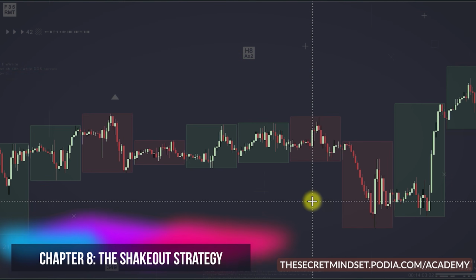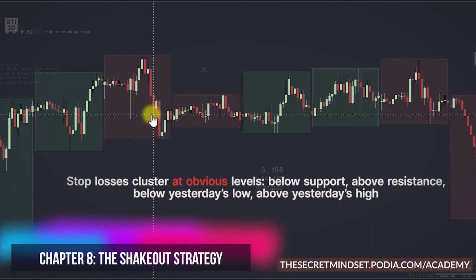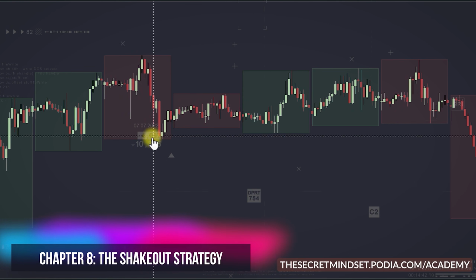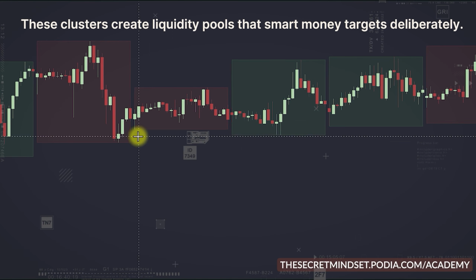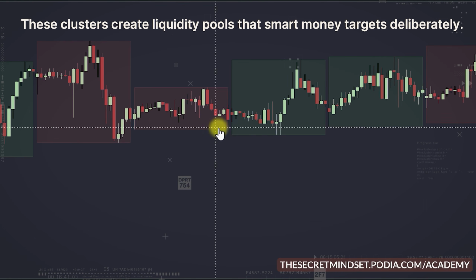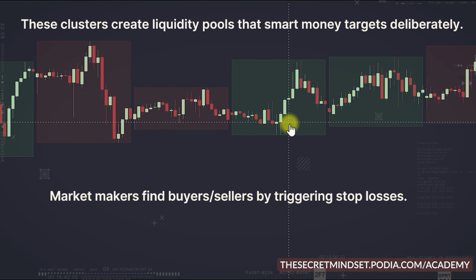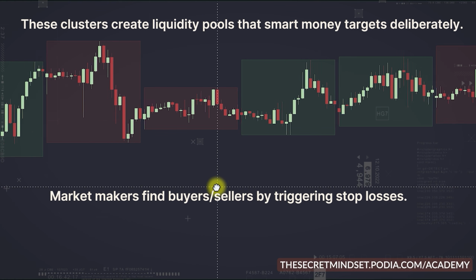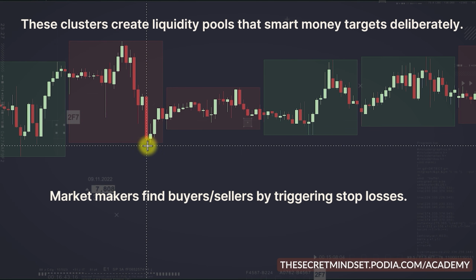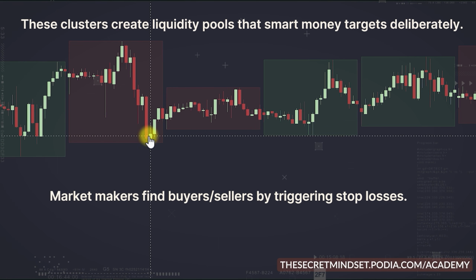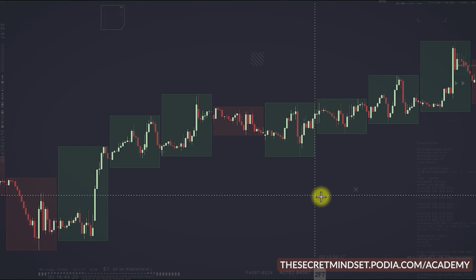Stop losses cluster at obvious levels, just below support, just above resistance, below yesterday's low, above yesterday's high. These clusters create liquidity pools that smart money targets deliberately. Again, think like a market maker for a second. You need to buy 10 million shares without spiking the price. Where do you find sellers? You create them by triggering stop losses. Push price below support. Trigger the stops. Buy the shares from panicking traders. Then let price recover. You filled your order at great prices, while retail traders nurse their losses.